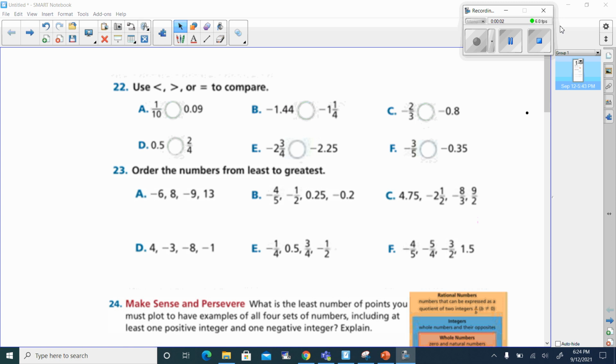We're going to be doing representing rational numbers. So let's go ahead and start. I'm going to do all the even ones today. It says use less than, greater than, or equal to compare.